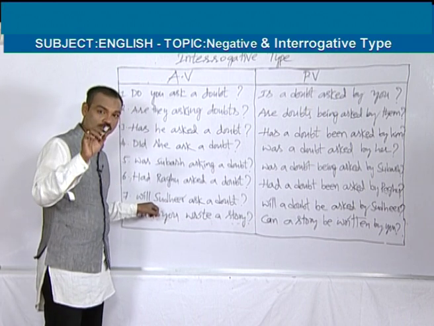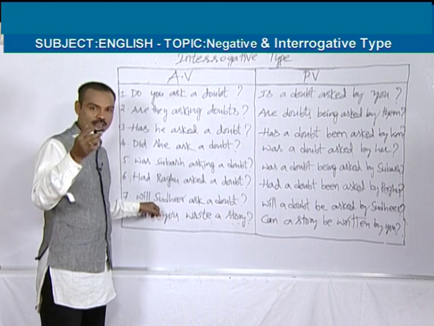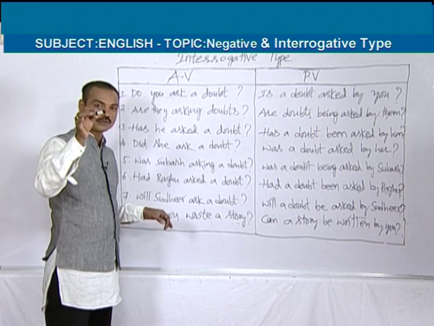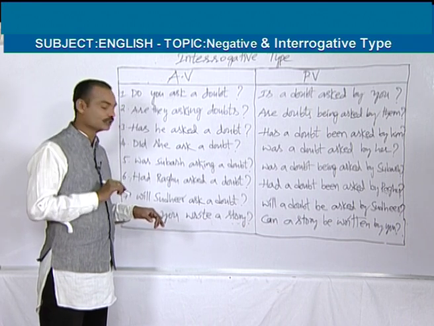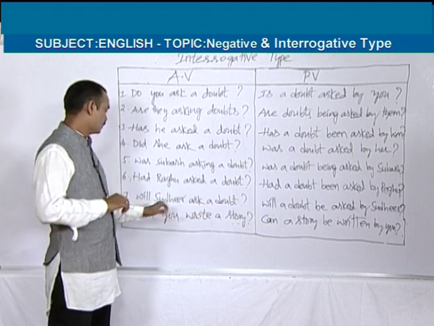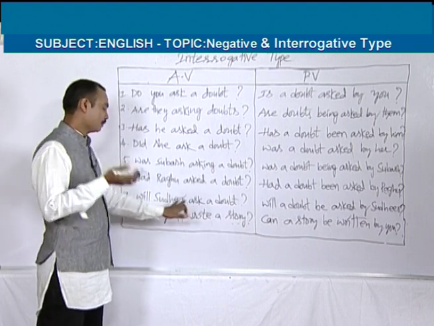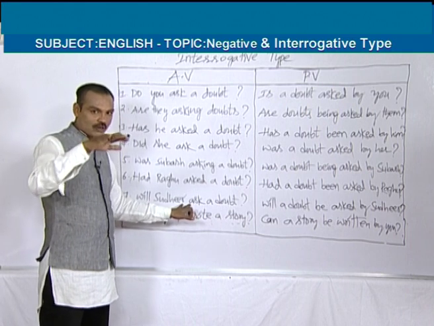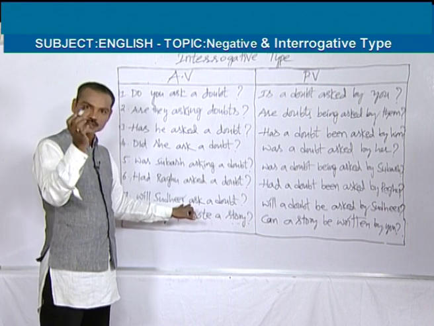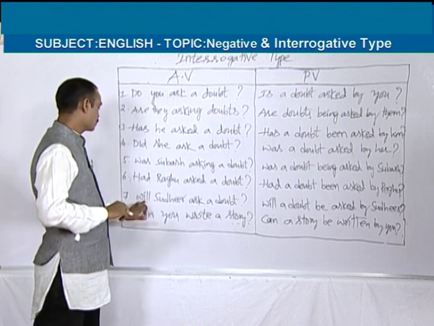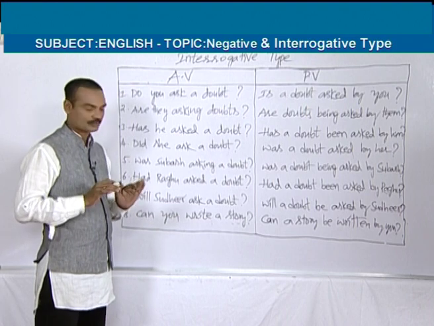Whenever you find either shall or will in any sentence, and apart from shall or will, you also find the first form of the verb. Here ask is the first form of the verb. So shall or will plus the first form of the verb. If these are available in one sentence, you can treat that sentence as from simple future tense. So, will Sudhir ask a doubt?